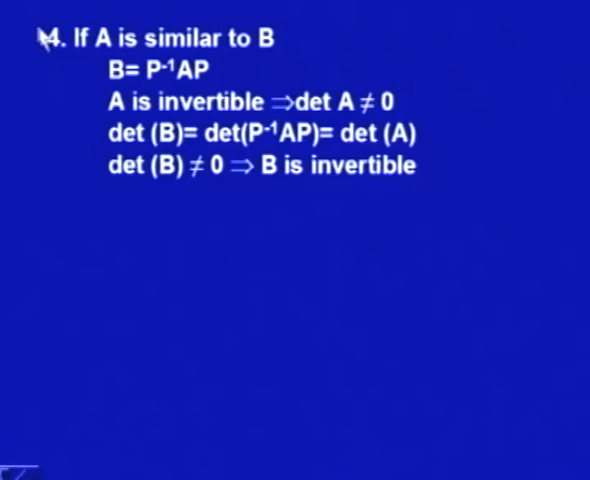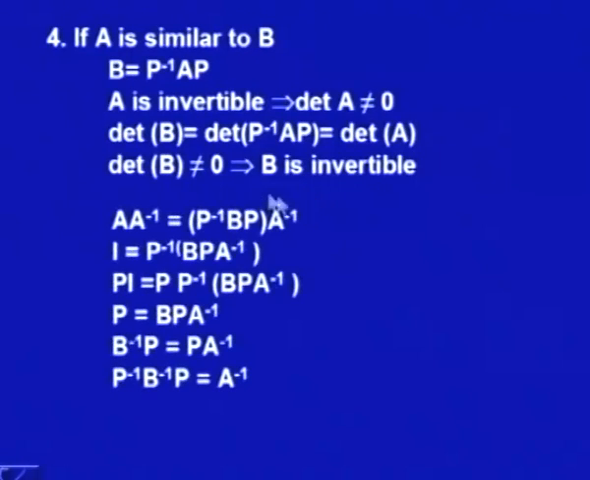Now to prove the fourth result, if A is similar to B, then B is expressed as P inverse AP. It is given that A is invertible, that means determinant A is not 0. Then determinant of B and determinant of A are equal. So determinant B is equal to determinant P inverse AP, which is determinant A, and this means determinant B is not 0, and that means B is invertible also. Then A times A inverse is equal to, A is similar to B, so we write down A as P inverse BP multiplied by A inverse.